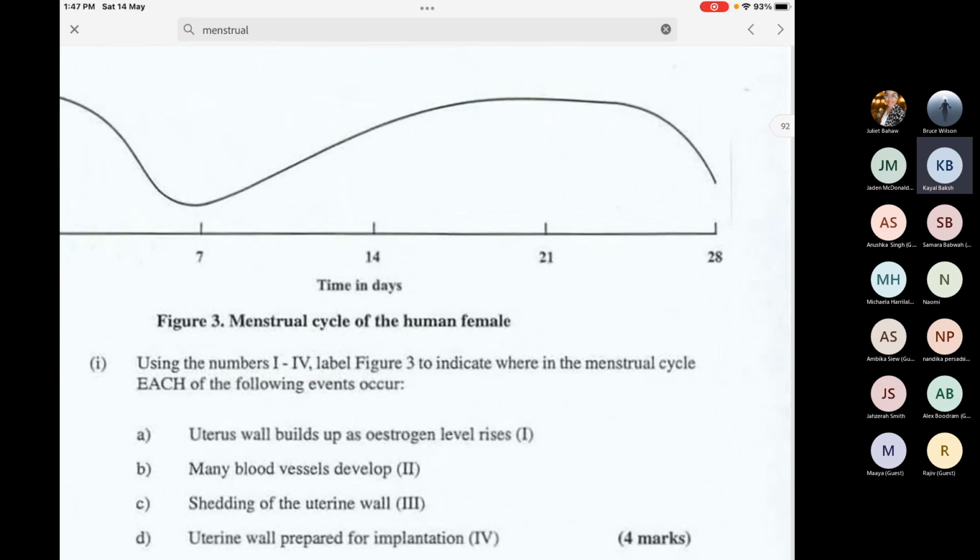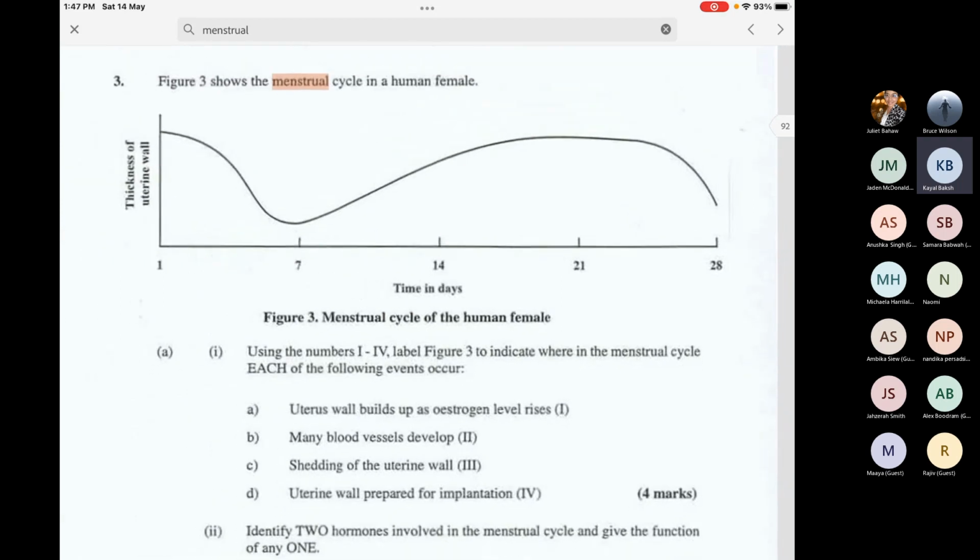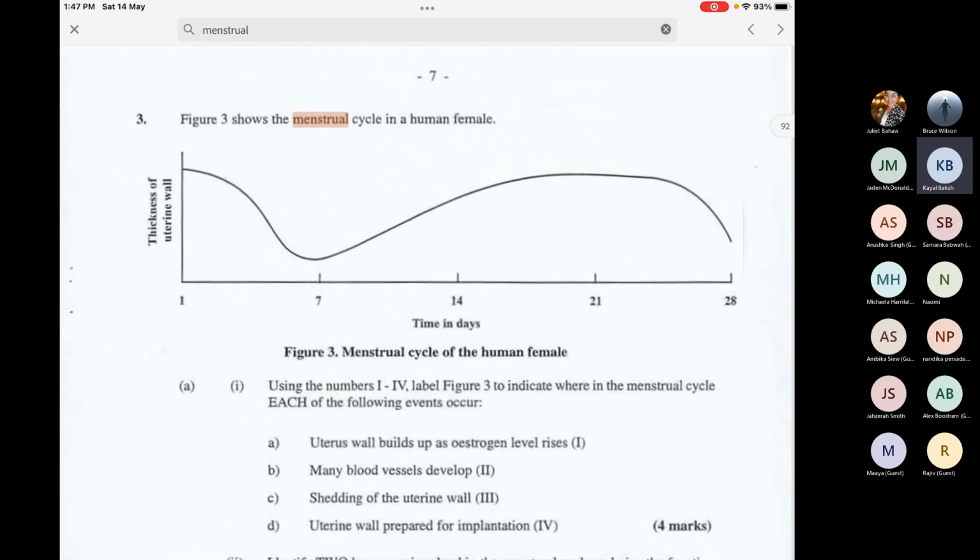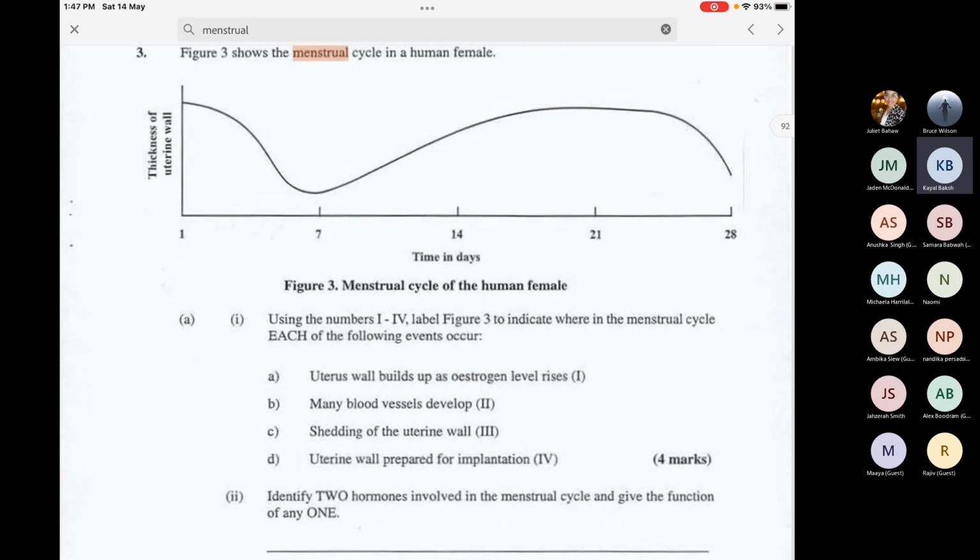So you want to choose somewhere between 21 and 28. So somewhere that is high, like let's say about 25, 23, 24, around there. The wall is thick. There are many blood vessels there, and it's ready to implant itself on that uterus lining. So that is where you'll put number 4. Okay, all right.